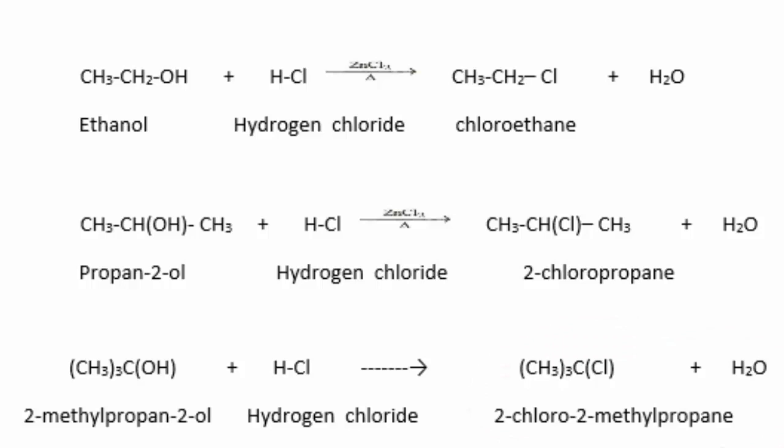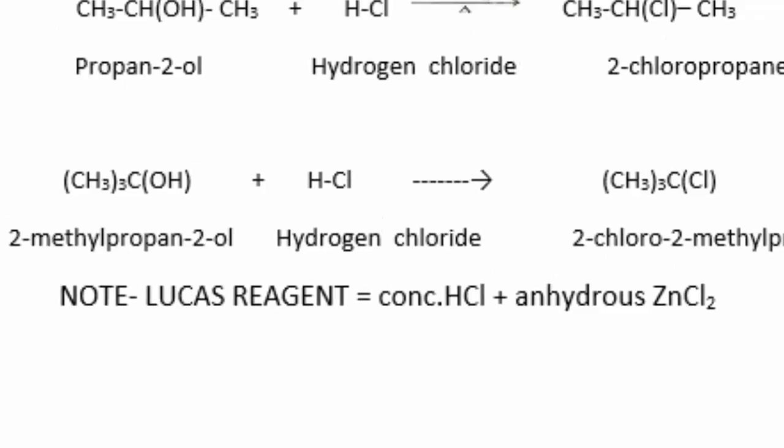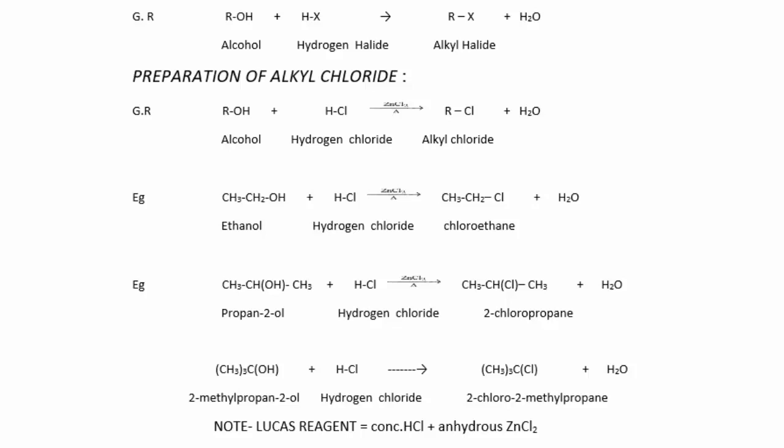In this method of preparation, two important questions will be asked. First, what is meant by Lucas reagent? Lucas reagent is nothing but a mixture of concentrated HCl and ZnCl2. The second important question is about the reactivity of alcohol. If we compare the reactivity of primary, secondary and tertiary alcohol, the reactivity of tertiary alcohol is higher than that of secondary, and that is higher than that of primary. That's why tertiary alcohol does not require any catalyst for the reaction with HCl.